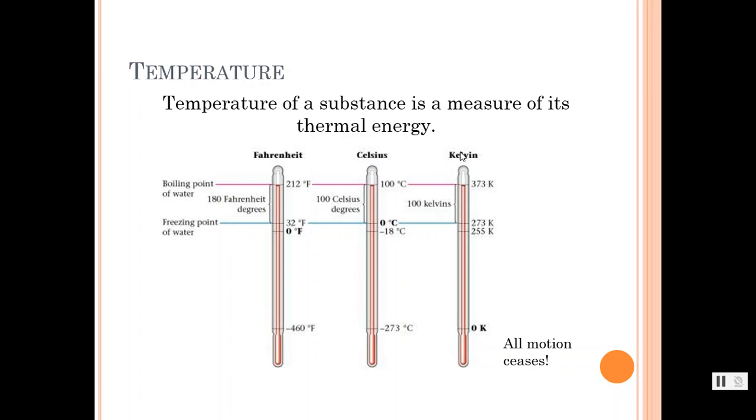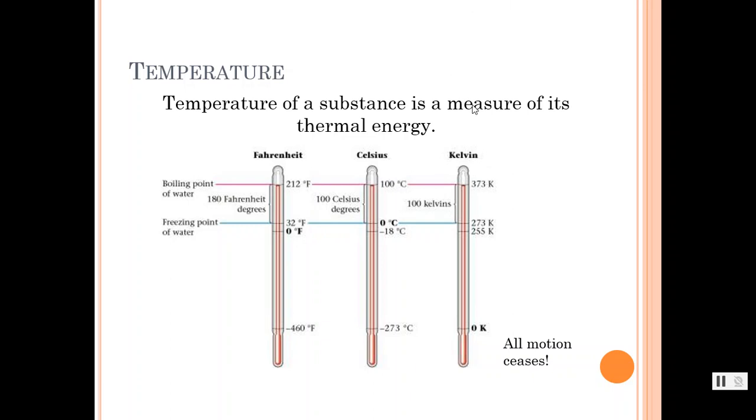Each of these has a unique history behind it as to why the scales are the way they are. What you need to know is that there are three temperature scales. They are related to each other. When we do calculations in chemistry, we are primarily going to be using temperatures in the Celsius scale or in the Kelvin scale. And the Kelvin scale is going to be really important when we start doing calculations regarding gas laws in Unit 4.